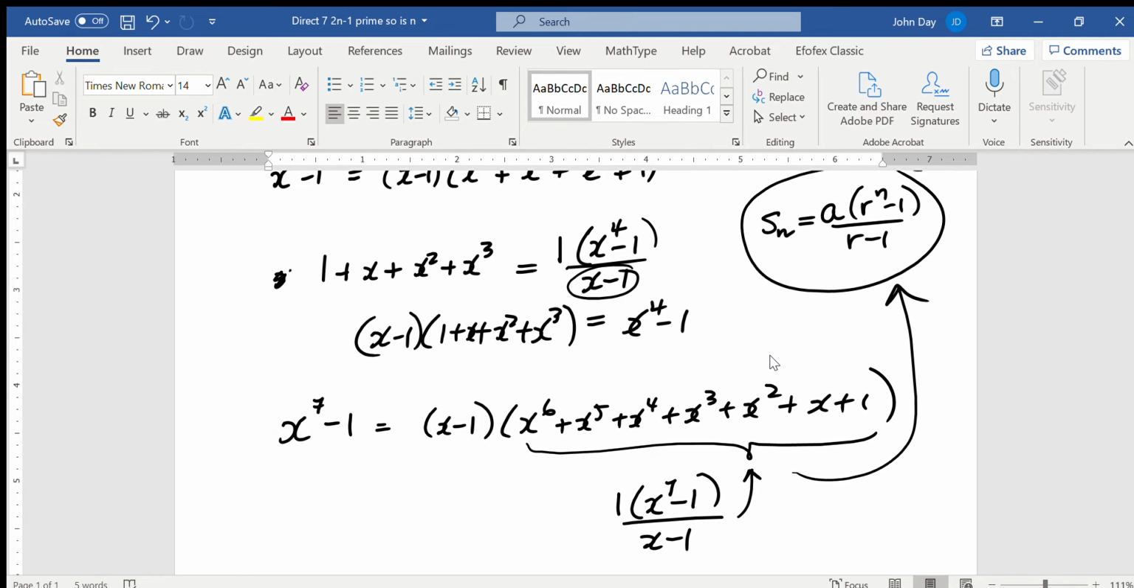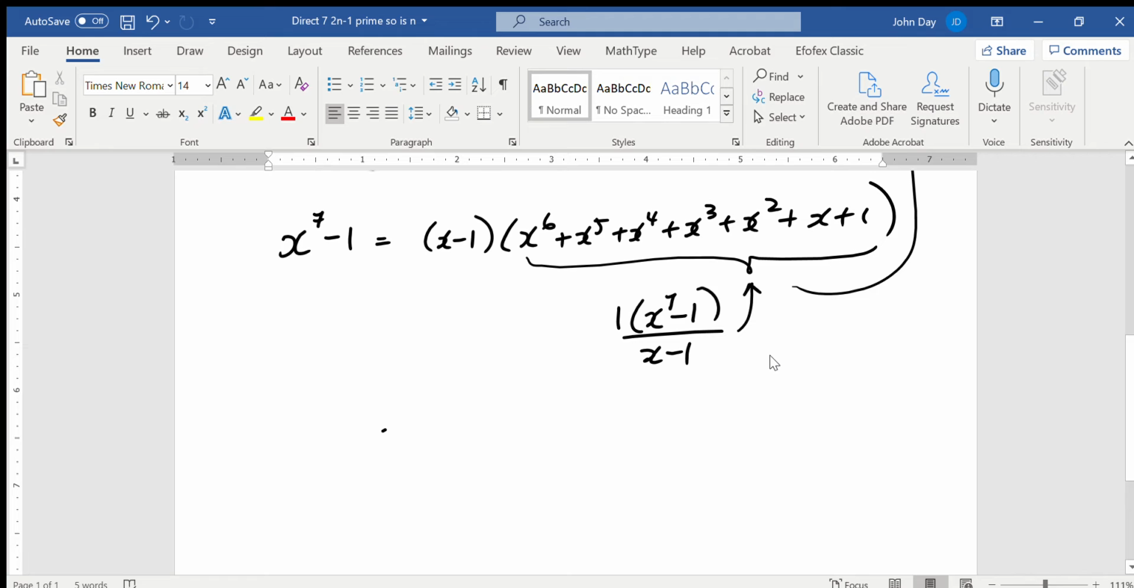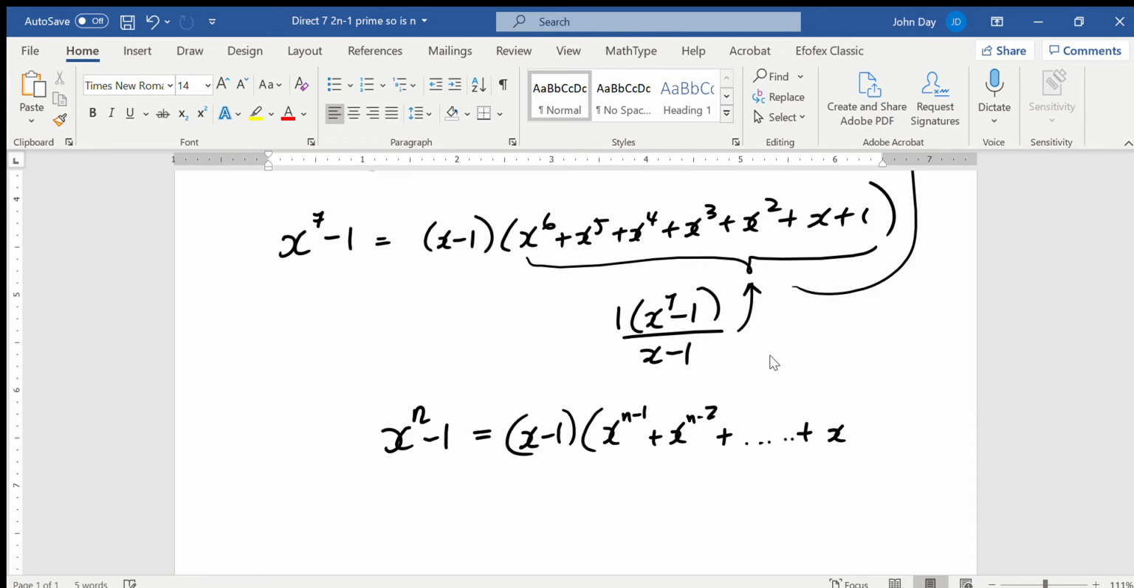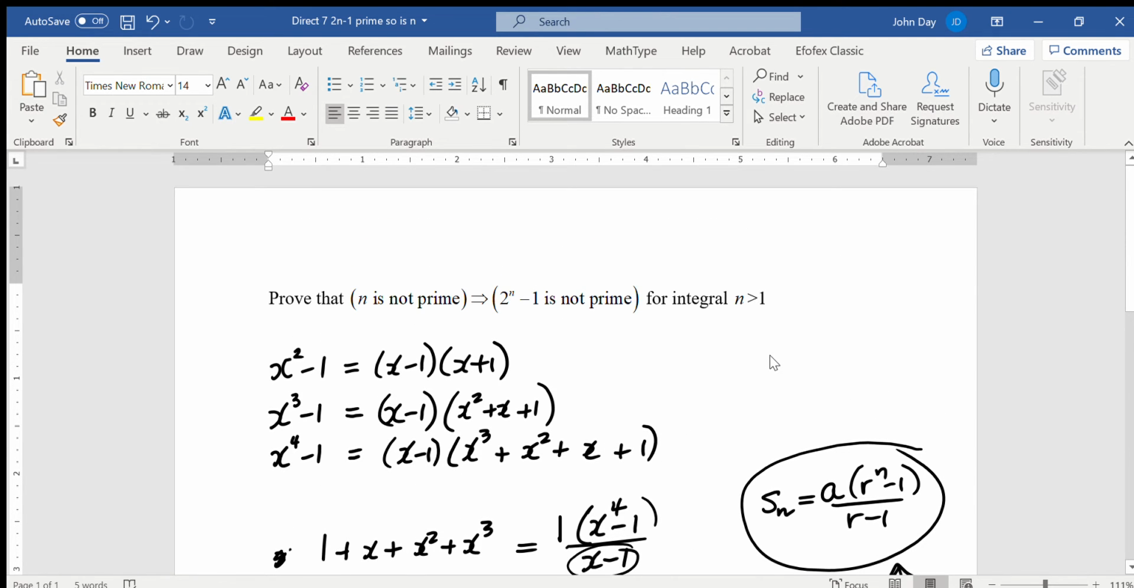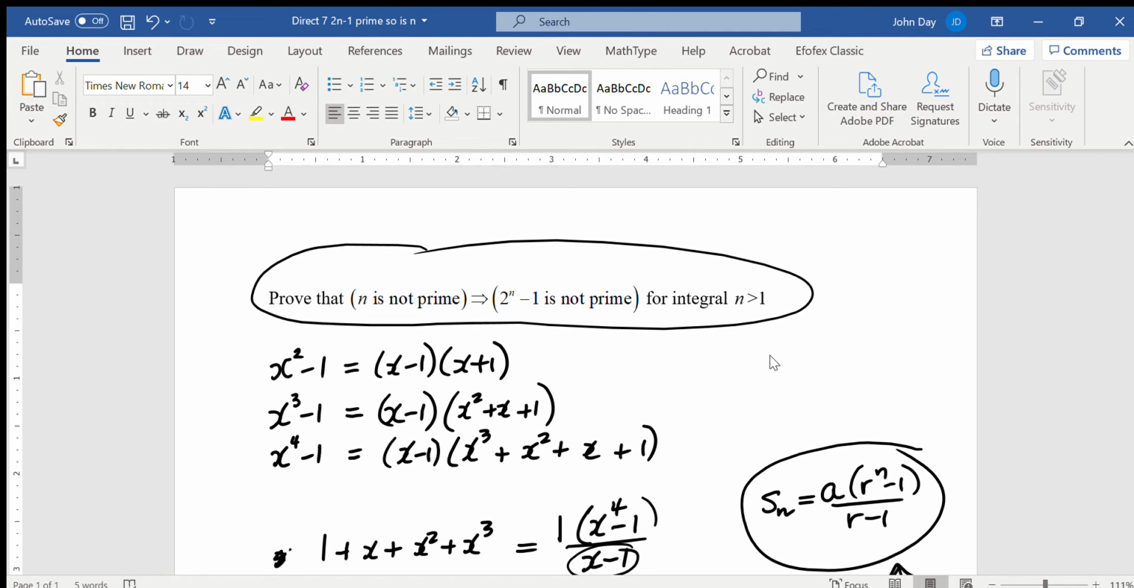So that's going to be very important. I'll write down the identity that I'm wanting to use. x to the n minus 1 is equal to (x minus 1) times (x to the n minus 1, plus x to the n minus 2, plus all the way down to plus x plus 1). That's pretty important stuff, and you can look at it as coming from our work on geometric series. All right, so back to our original question: prove that if n is not prime, then 2 to the n minus 1 is not prime.